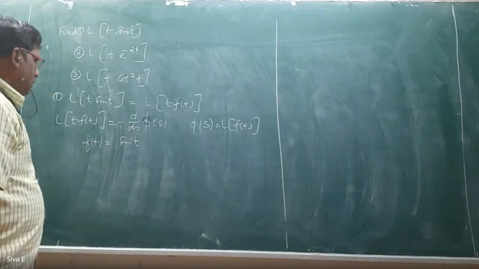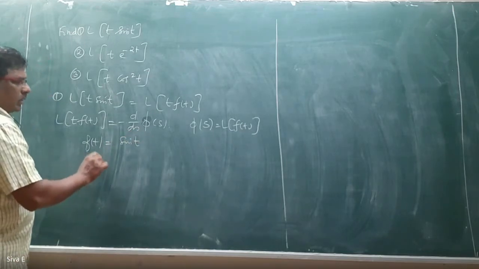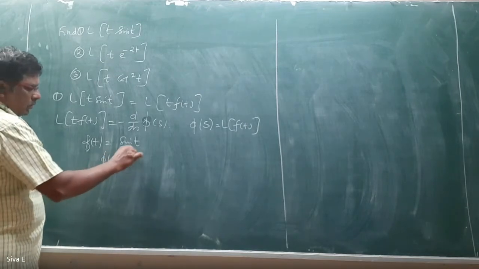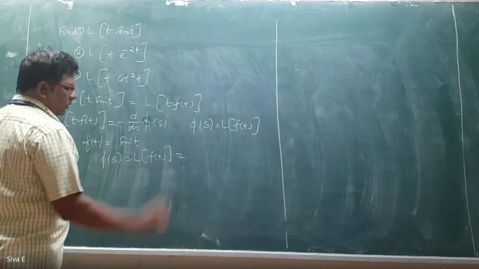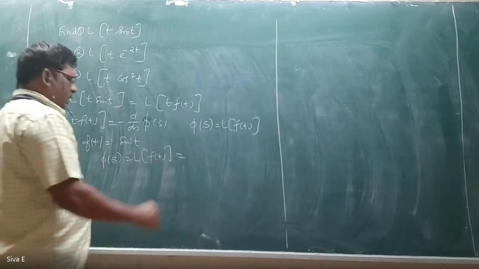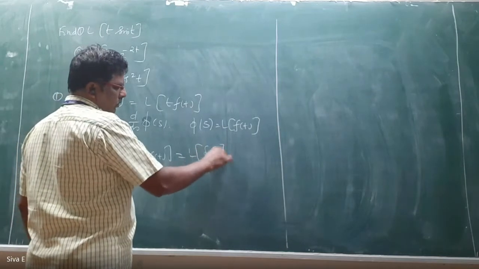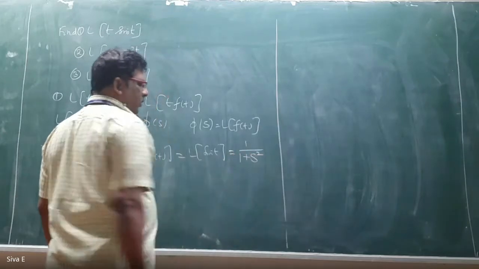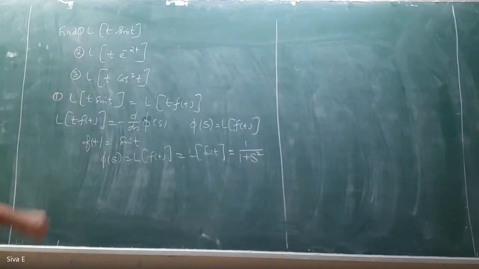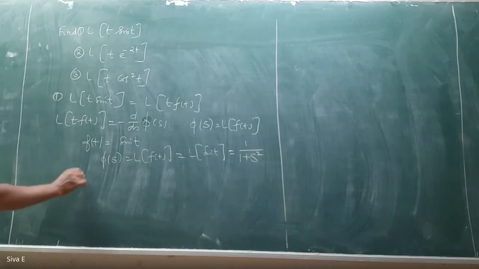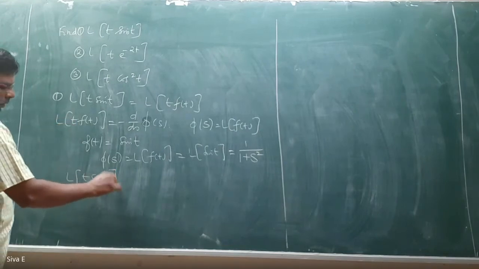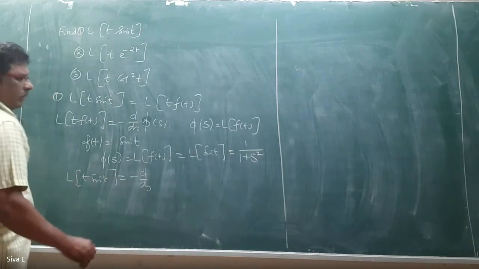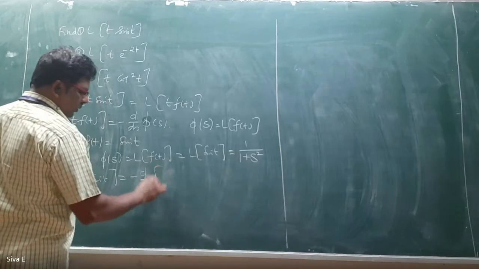Laplace transform, f of t equal to sin t. Then, what is phi of s? L of f of t. So, what is L of sin t? It is 1 by 1 plus s square. Therefore, Laplace transform of t sin t equal to minus d by ds of phi of s. What is phi of s here? 1 by 1 plus s square.